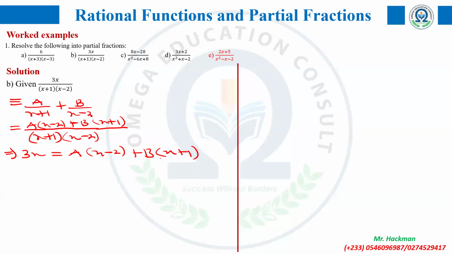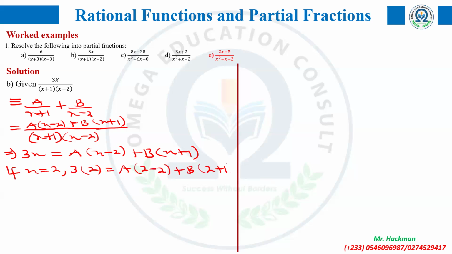So at this point, I want to cover up the A. So I will equate this one to 0 and solve. So x will be equal to 2. So I'll write, if x is equal to 2, you can say that this time around x is here. So it will be 3 into 2, equal to A into 2 minus 2, then plus B into what?